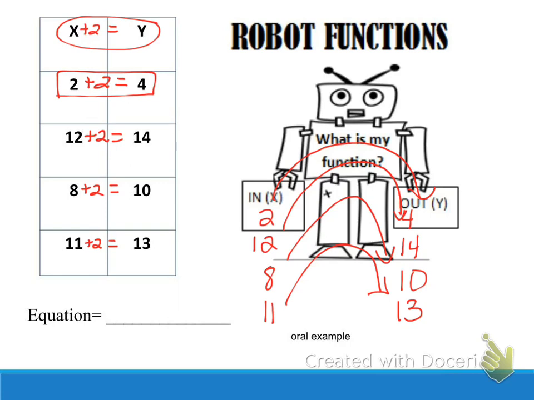Now, you don't have this one on your paper, so you don't need to write it. Okay, so the rule or the equation, those are the same thing, is x, whatever we put in for x, the independent variable, plus 2 gives us y. That's the rule or the equation.